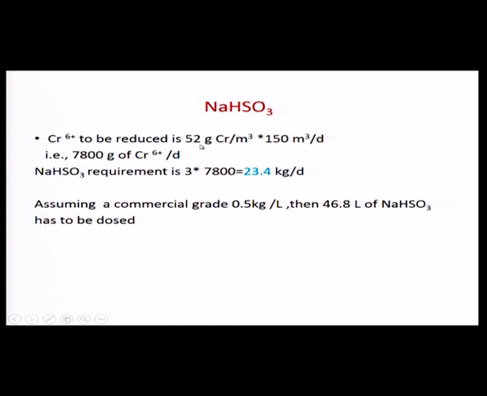chromium to trivalent. And suppose we assume the commercial grade quantity is 0.5 kg per liter, then the solution required is 46.8 liter of sodium metabisulfite, 0.5 gram per liter, to be dosed to reduce this. But unfortunately, the wastewater also contained dissolved oxygen, that has to be also taken care of, otherwise the reduction of hexavalent to trivalent may not be complete.